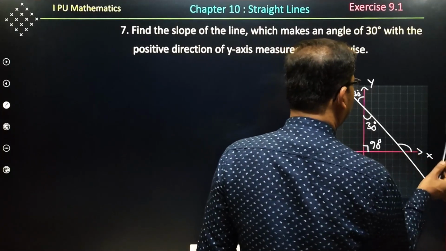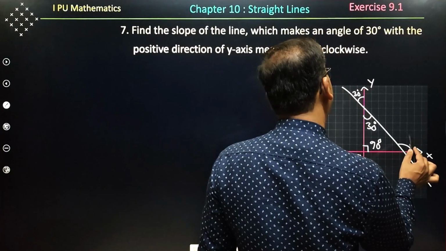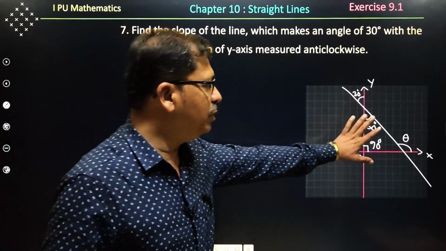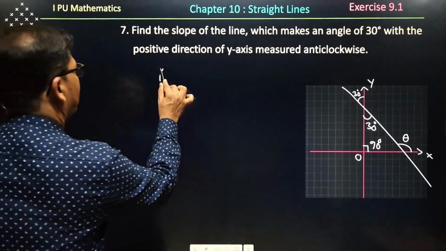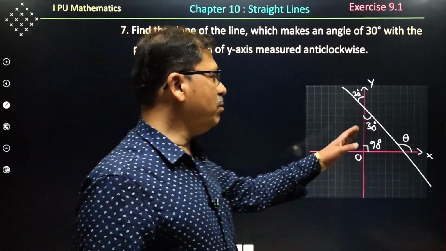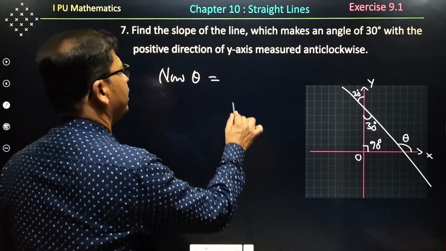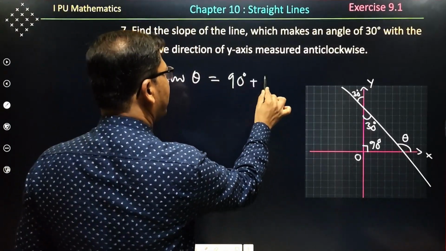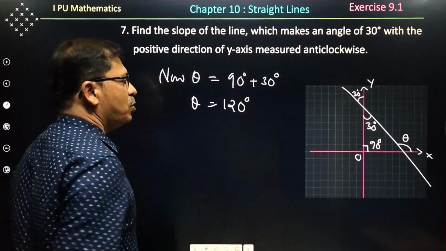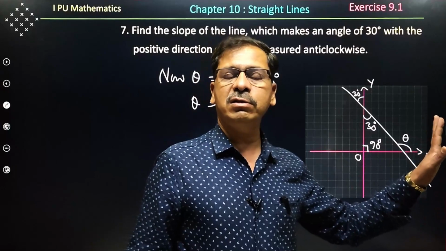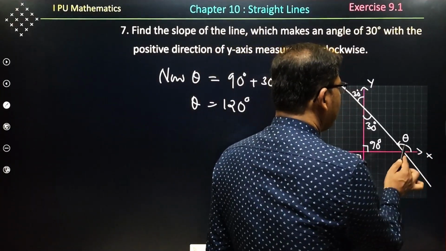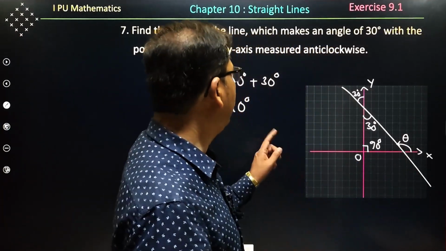Now, let me take this as angle theta here. Now, theta is the exterior angle with respect to this triangle. Exterior angle is equal to sum of opposite interior angles. So, 90 plus 30 degree, right? So, theta becomes how much? 120 degree. So, the angle made by the line with the positive direction of x-axis is theta equal to 120 degree.